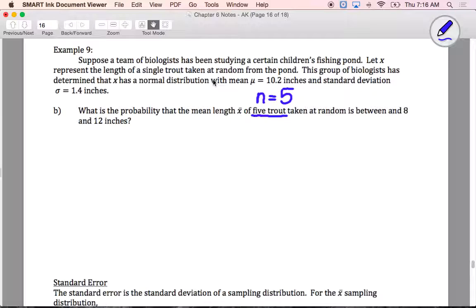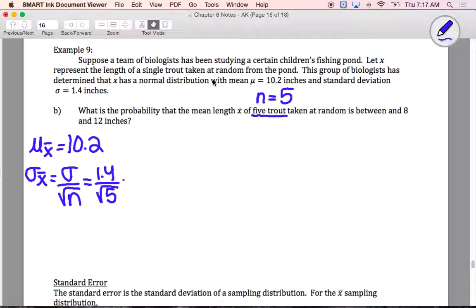So now we have a new mean, and it's written as the x bar. Now, if you go to the last page, it says the new mean is equal to the old mean. So the mean never changes. We just write it differently. It's still going to be 10.2. However, sigma does change. To find your new sigma, you take the old sigma divided by the square root of n. So in our problem then, we're going to take 1.4 divided by the square root of 5.